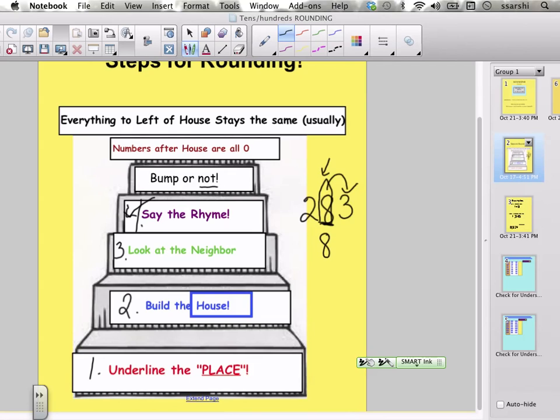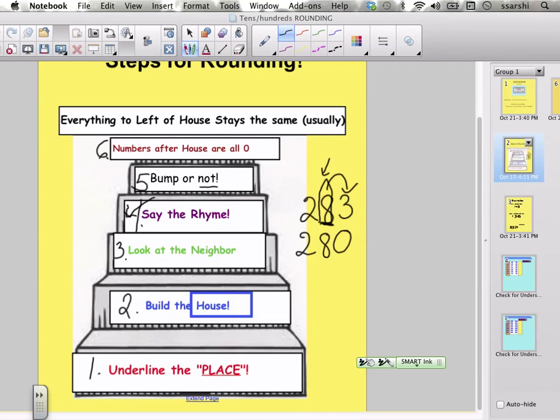The only choice is that the number in the house will either get bumped one digit higher, in this case to a 9, or it will stay the same. But because of the 3 being 4 or below, that 8 stays the same. The sixth step is the numbers after the house to the right of the house are all zeros because we are rounding, and everything to the left of the house stays the same in most cases, unless it's a 9. So in this case, 283 rounded to 280.